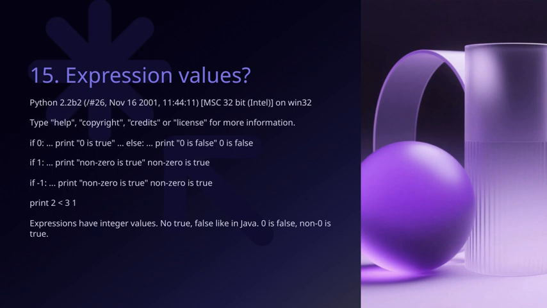Similarly, when we check if 1 or -1, both are non-zero, and Python treats them as true. So the statement if 1 or if -1 will evaluate as true, and the corresponding print statement confirms that. Finally, comparing 2 less than 3 returns true, which is printed as 1.